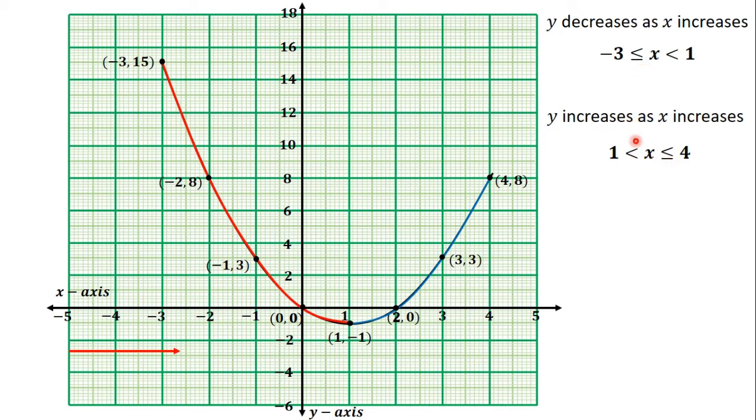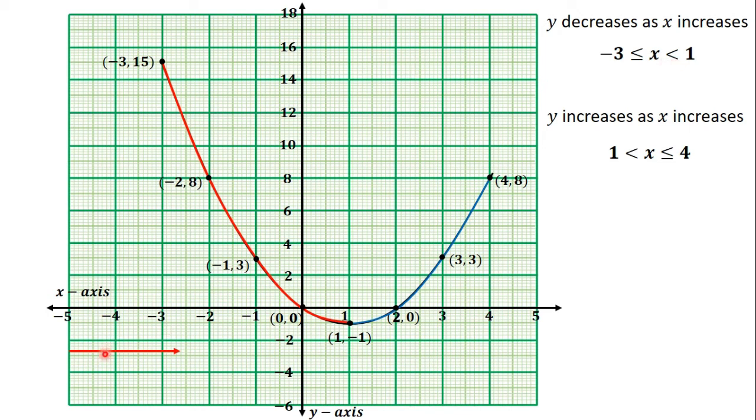But in both cases, I did not include 1, which is the x coordinate at the turning point. This is because at the turning point, the curve is neither increasing nor decreasing. At the turning point, the curve is flat, so it is not increasing and it is not decreasing. So we can't include that in the values of x.